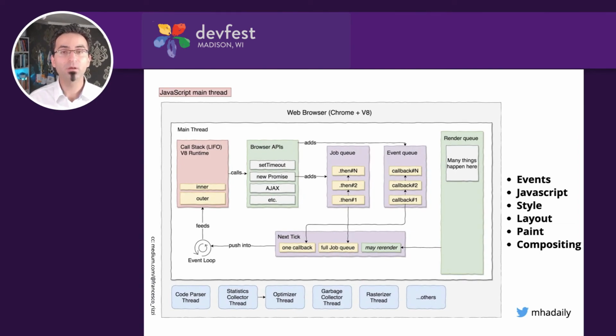So in fact, when we are talking about the main thread, we know that in the main thread, there is a lot of stuff happening, right? For instance, in the main thread, we have events, event loops, we have JavaScript execution, we have styling, we have layouting in the browser, we have paint and compositing, all of these happening in the main thread. And a few years ago, when websites were not that complex, running all of these tasks in the main thread was okay.